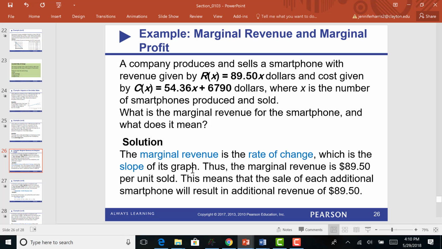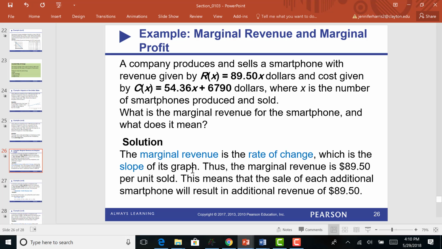Okay, what do you want to tell me? There's no work to be done. You're just supposed to give me an answer. 67.90. Okay, so let me ask you a question. There's a revenue equation. There is a cost equation. Which one does it want? It says, what is the marginal revenue? So which one of those equations do you want me to use?